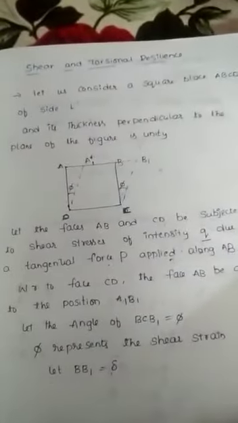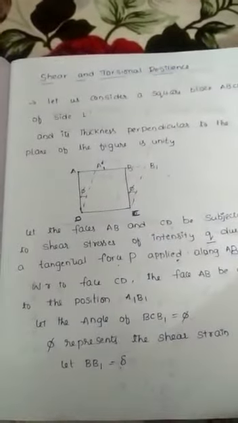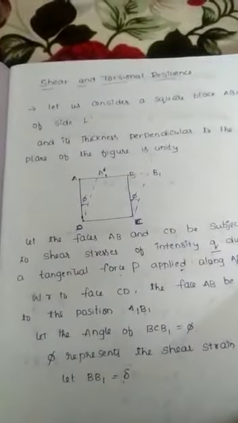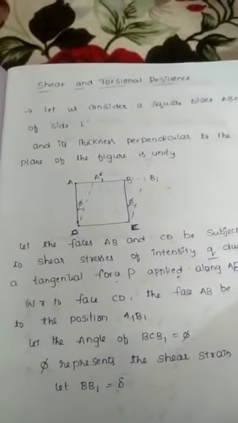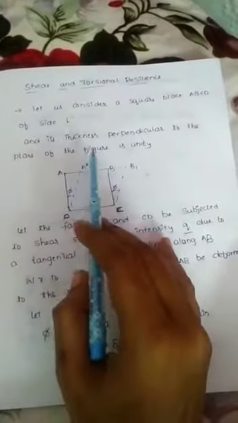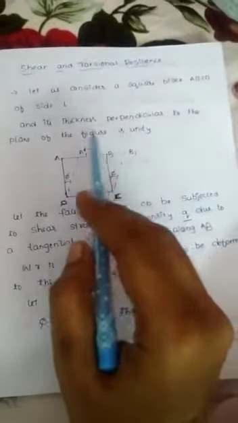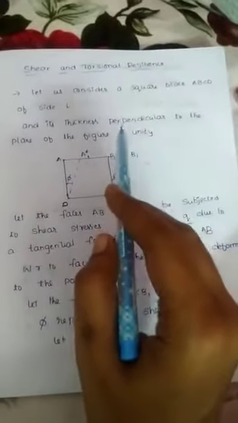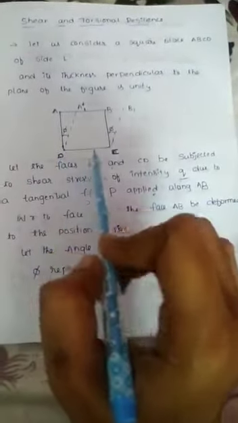So in this case, how does the shear resilience vary? Let us consider a square block ABCD of side L, and its thickness perpendicular to the plane of the figure is unity. So the thickness is equal to unity. Let the faces AB and CD be subjected to a shear stress of intensity Q due to a tangential force P applied along AB.